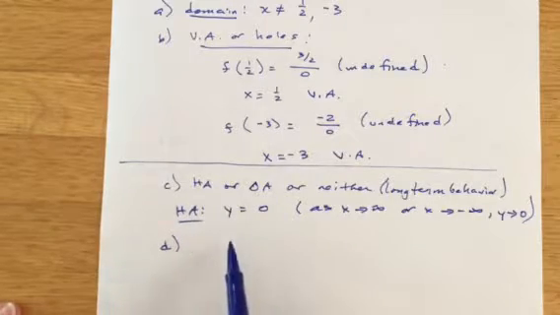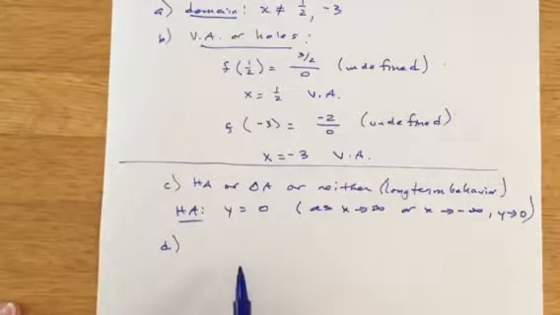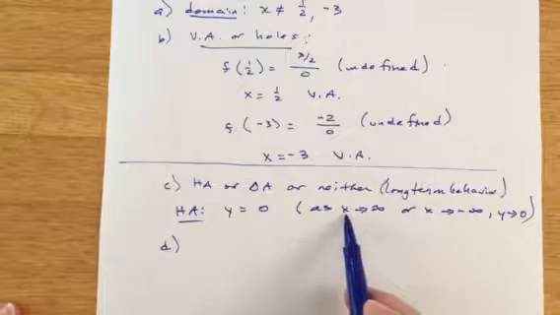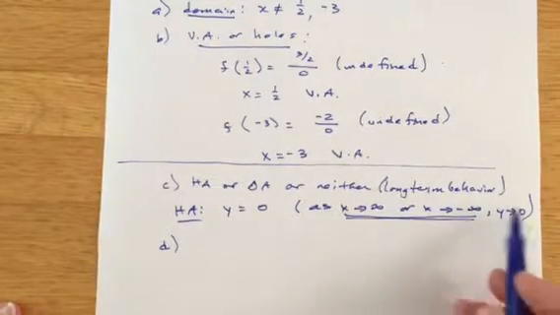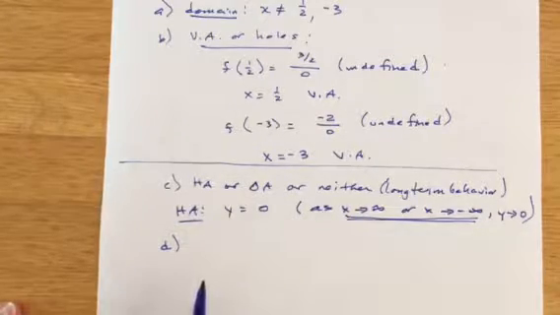But for horizontal, we have a horizontal asymptote at y equal to 0. The graph can cross it. Again, at the ends, way over here at plus and minus infinity, we approach 0, but we could cross 0 at other times.